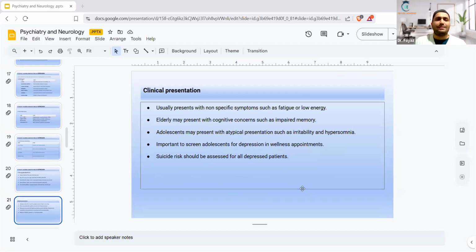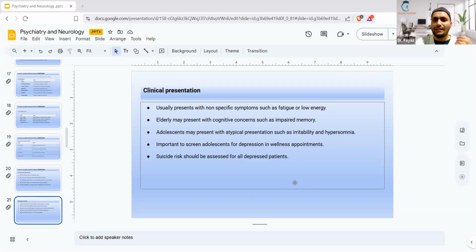Now, in clinical practice, most times patients with depression would not come saying, I think I'm depressed. Most of the time they will come and say, I feel very tired, or I don't really have any energy to do anything. Remember, specifically for your neck OSCE, if you are in a station where the presenting symptom is fatigue or low energy or memory issues or concentration issues, make sure you're ruling out depression as a cause for those symptoms.